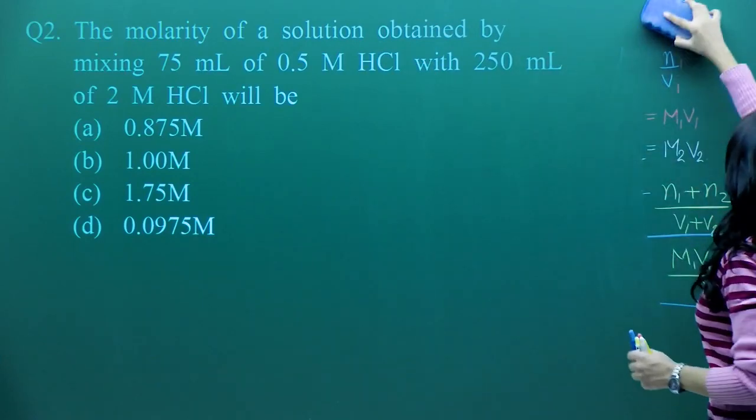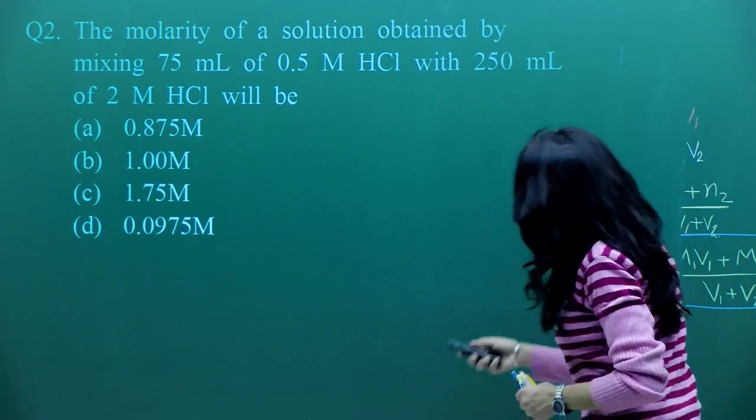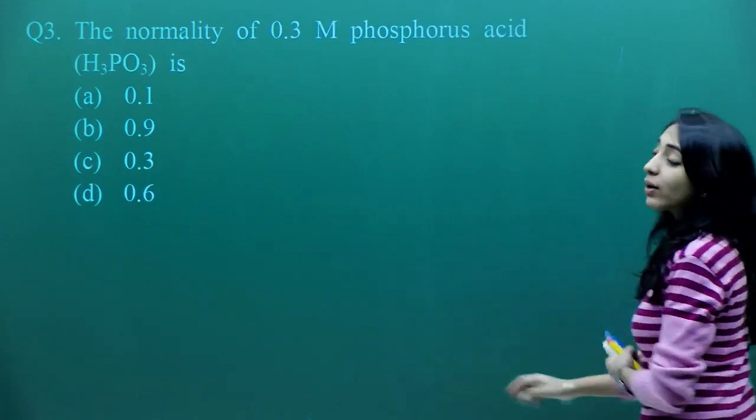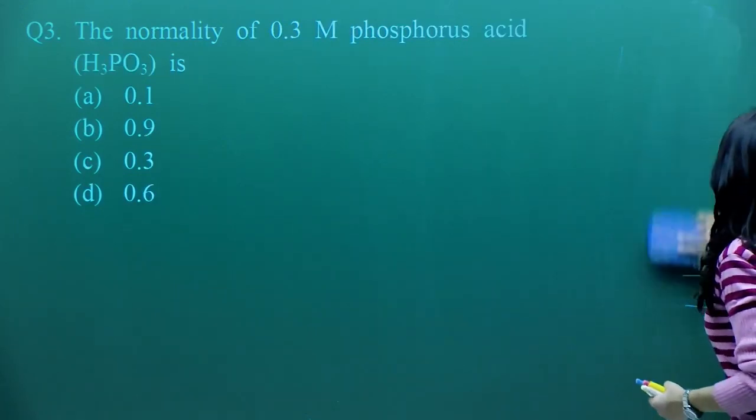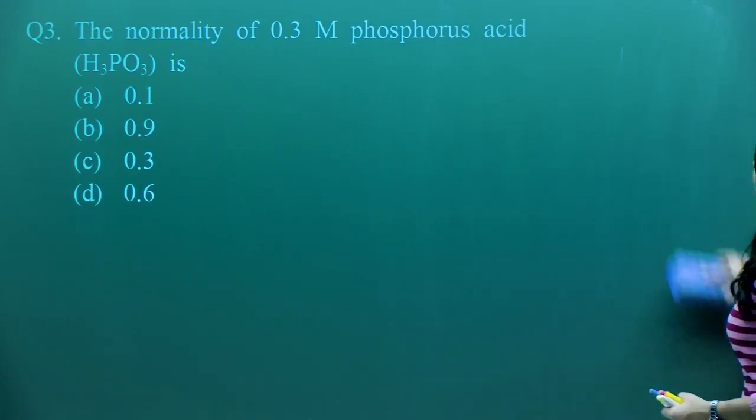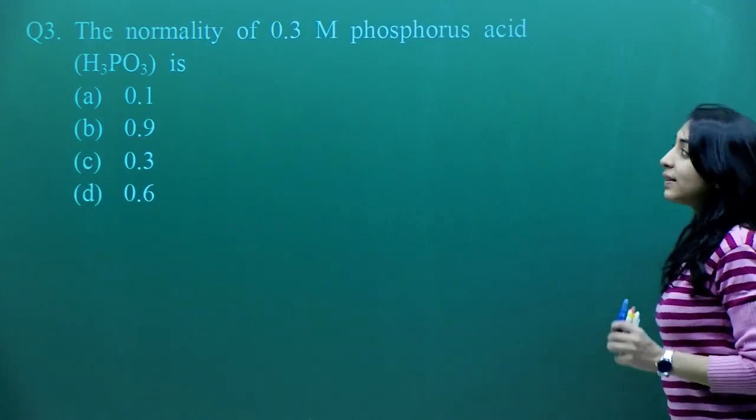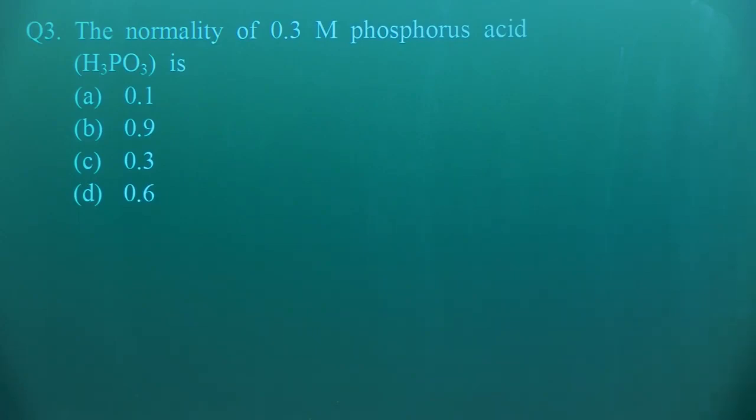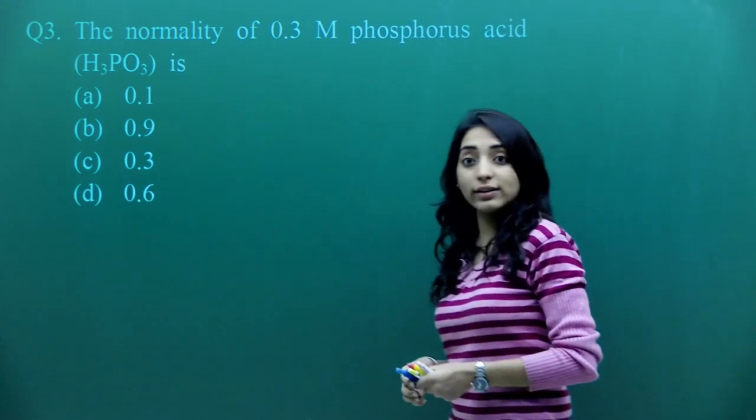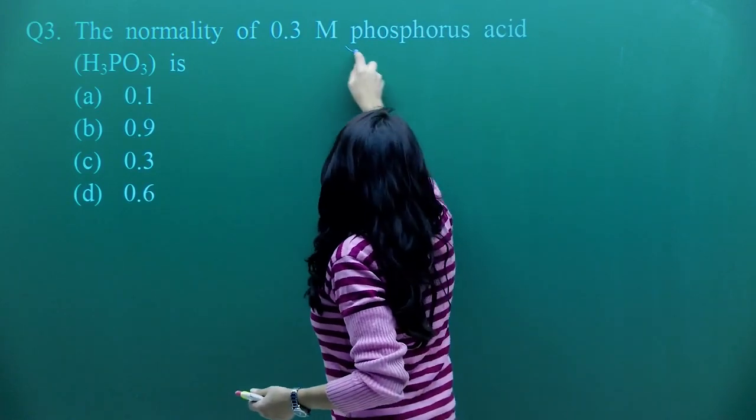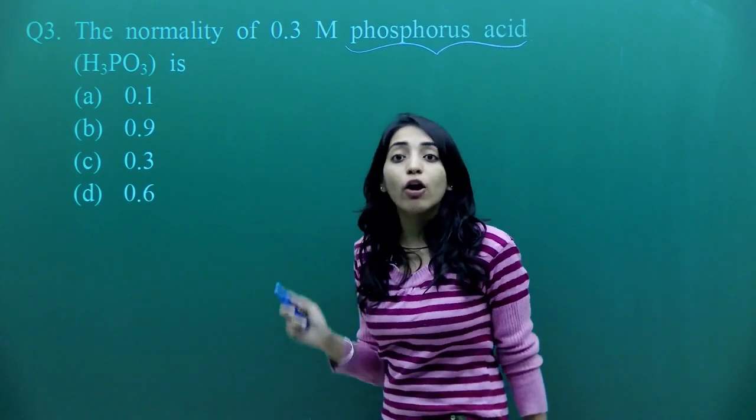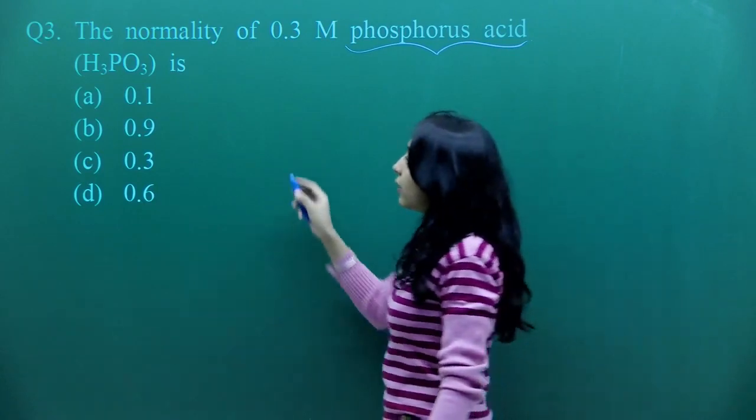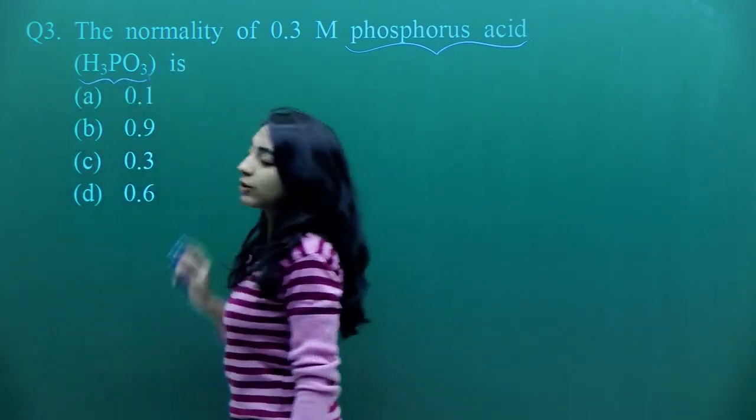Okay. Now let us read out the third question carefully. The question says: the normality of 0.3 molar phosphorus acid. Here there are chances of you people committing a mistake, so let us do it carefully. The acid that is given to me is phosphorus acid. The formula is also given, H3PO3, right?